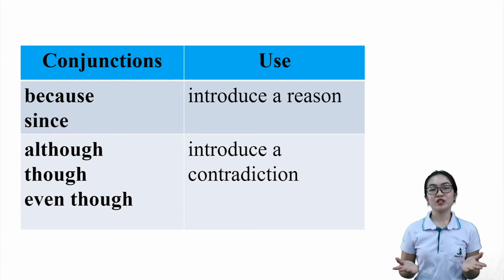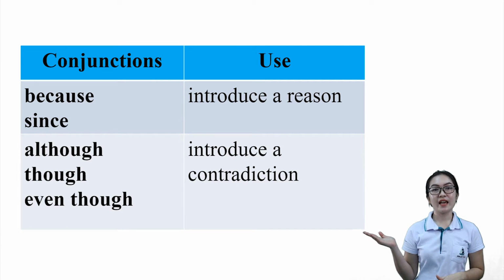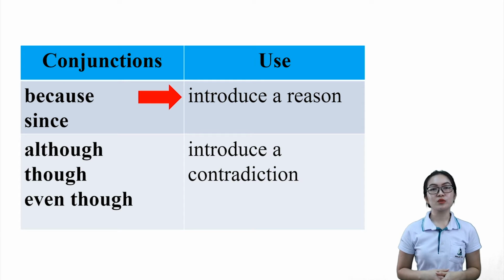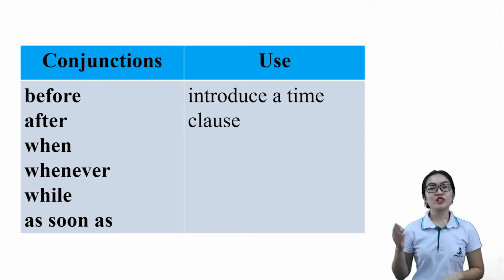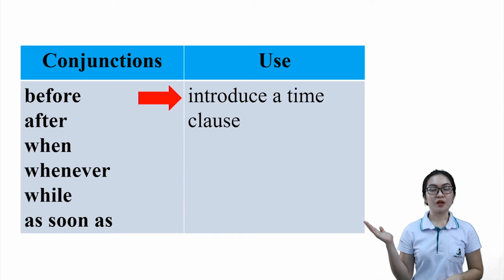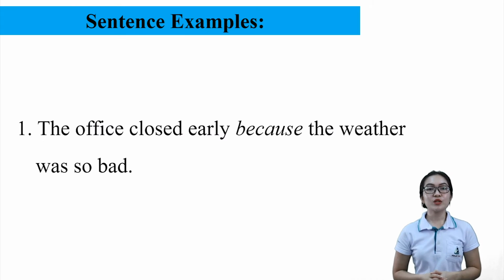Here are some of the conjunctions that we are going to learn in this lesson. First are the conjunctions because and since, which both introduce a reason, while although, though, and even though introduce contradiction. Conjunctions that introduce a time clause are before, after, when, whenever, while, and as soon as. Let's go to the example sentences for their uses.